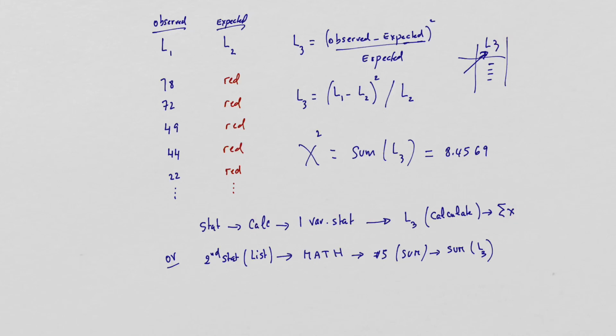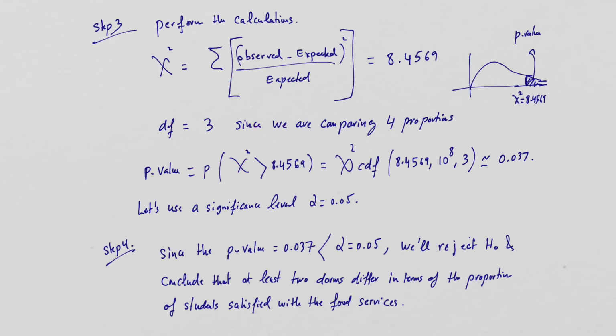A quicker way to do it is to go to second stat, which is list. You go basically to list, go to the right to math, and then number 5 is called sum. On the home screen, you'll see the word sum after you click on it. Make sure you start with the home screen first, okay? And you enter L3, and it will give you the sum, okay? That's how you get this, which allows you to find the p-value, which allows you to compare the p-value to alpha, which allows you to draw a conclusion in the context of the problem.